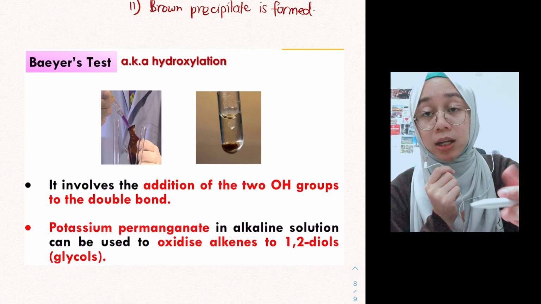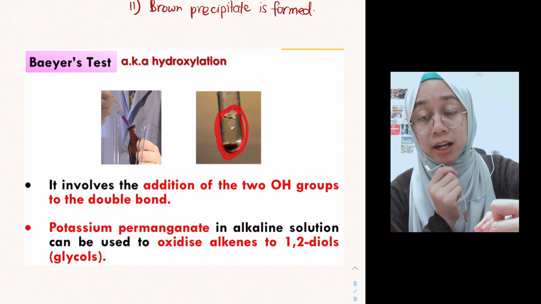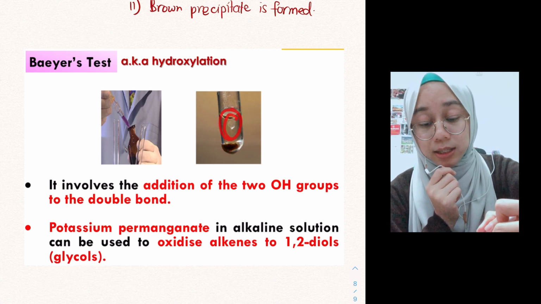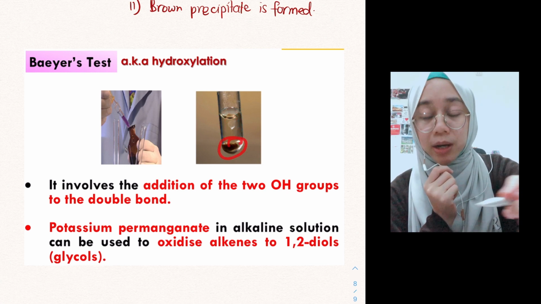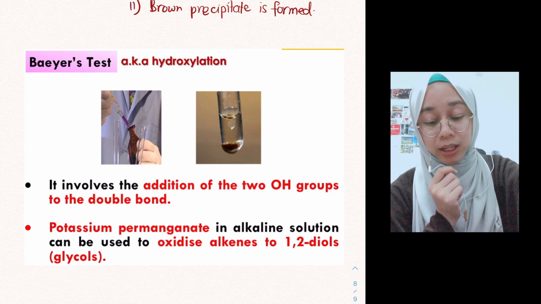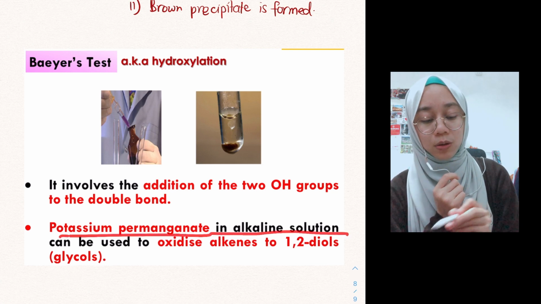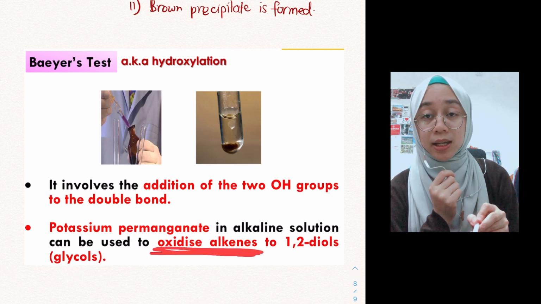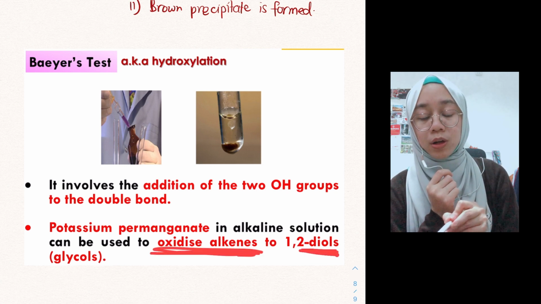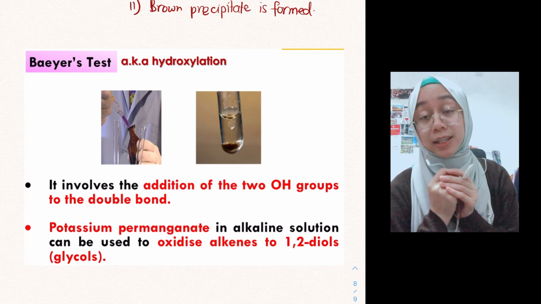And then bila dia masukkan dalam alkene, so what's going to happen is, adakah kamu nampak purple tu? Kan? Purple tu basically dah jadi colourless. Warna solution tu jadi colourless, bermaksud purple tu dah berubah. At the same time bawah ni kamu boleh nampak yang ada brown precipitate tu. So what happened to the potassium permanganate? Actually potassium permanganate in alkaline solution can be used to oxidize alkene tu. So alkene is being oxidized. Dia jadi apa? Dia jadi diol, alcohol tu. So now kita nak tengok example.